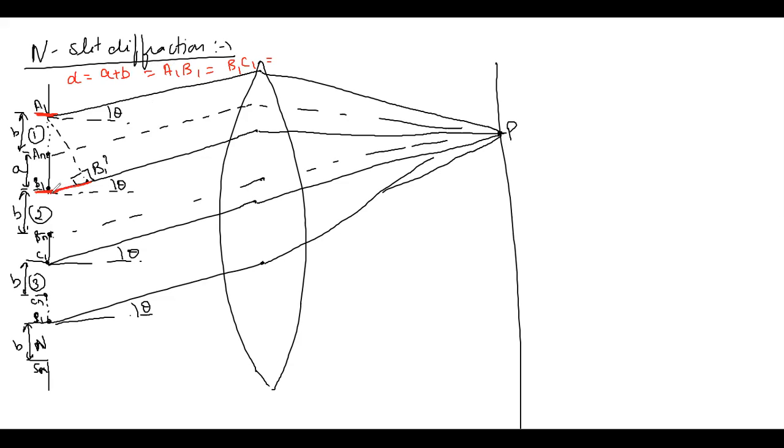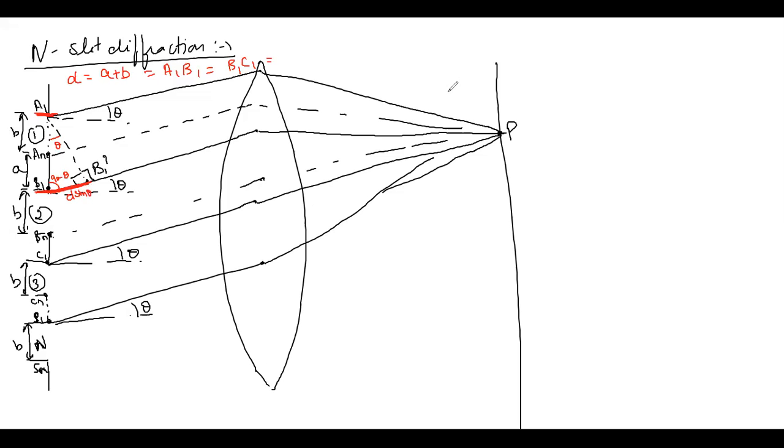This distance here, if this angle is theta, this angle is 90 minus theta, this is a right angle triangle, this angle is again theta. That means this distance is going to be d sine theta.